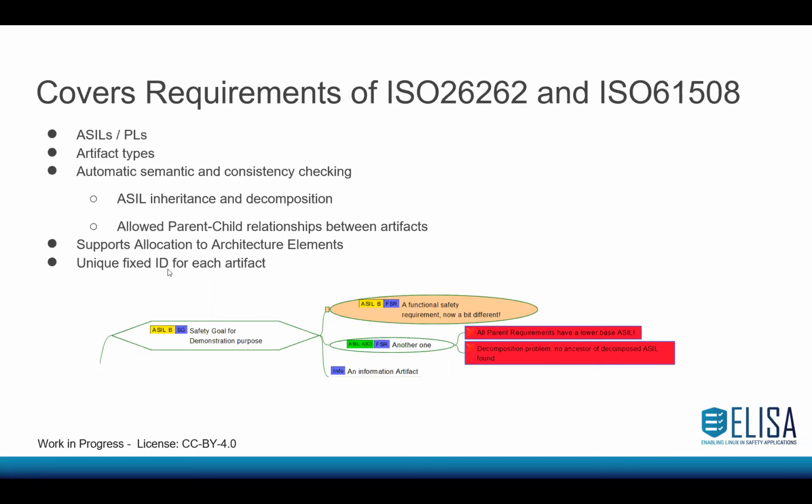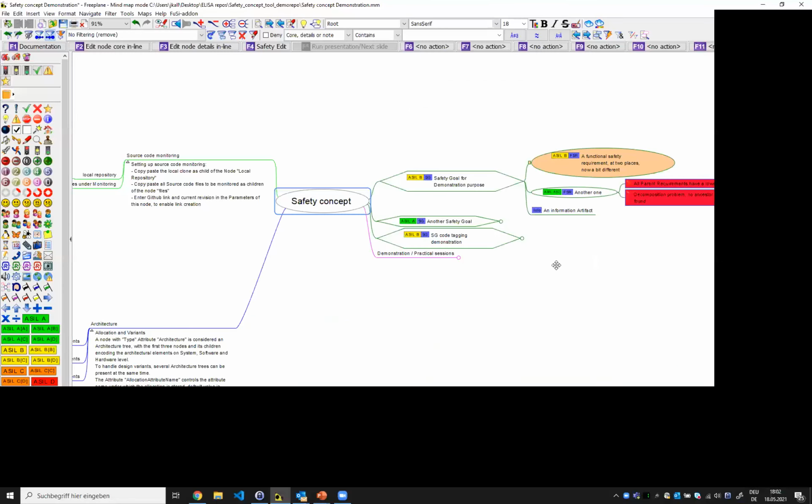And it also supports allocating requirements in this tree to architecture elements of a preliminary or already more defined architecture. And we also directly have built into Freeplane unique IDs for all those nodes, which is another thing that is essential for requirements management. So let me show you. Now we switch over to Freeplane.